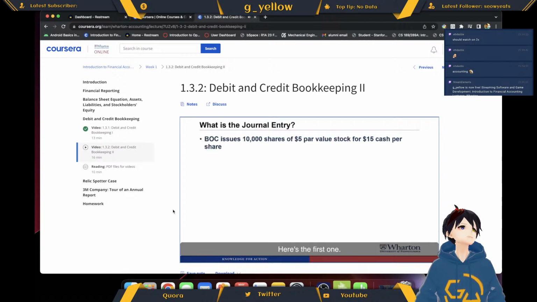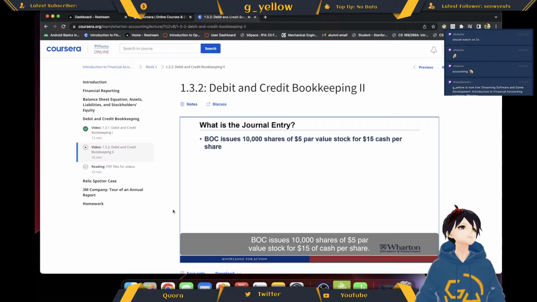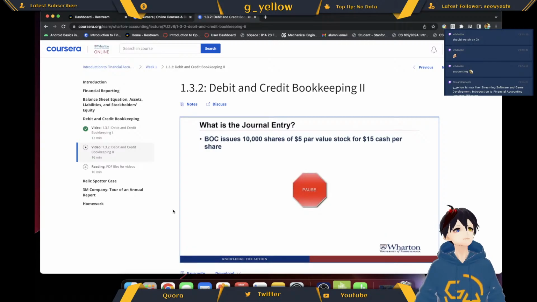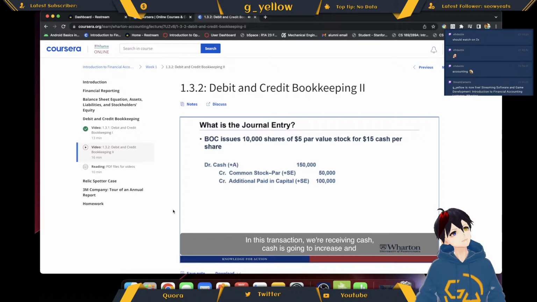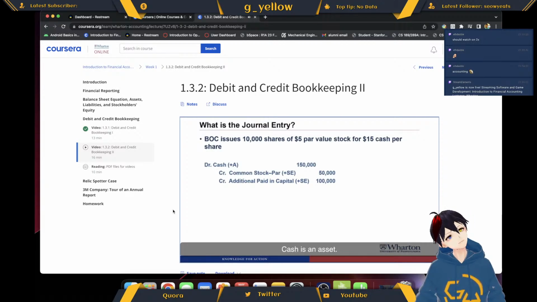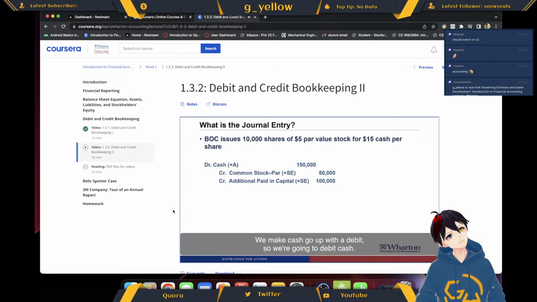Here's the first one. BOC issues 10,000 shares of $5 par value stock for $15 of cash per share. In this transaction, we're receiving cash. Cash is going to increase, and we're going to increase common stock accounts. Cash is an asset. We make cash go up with a debit, so we're going to debit cash. The dollar amount is $150,000, which is $15 cash times 10,000 shares.